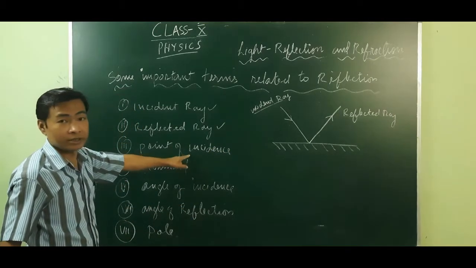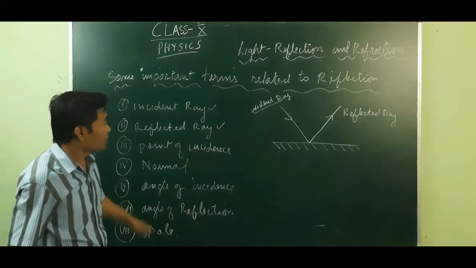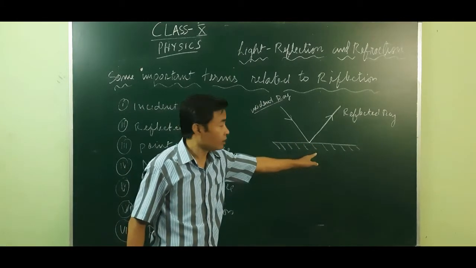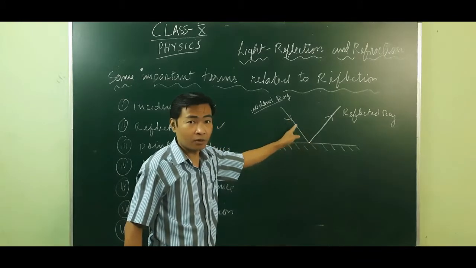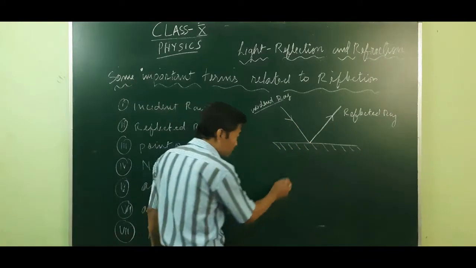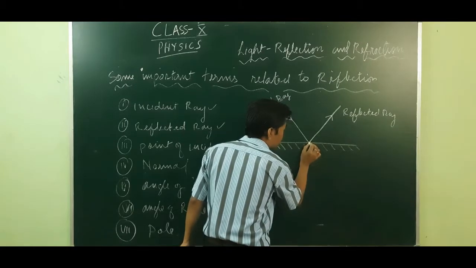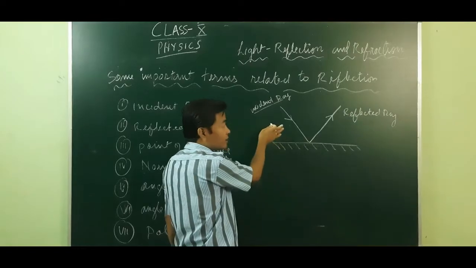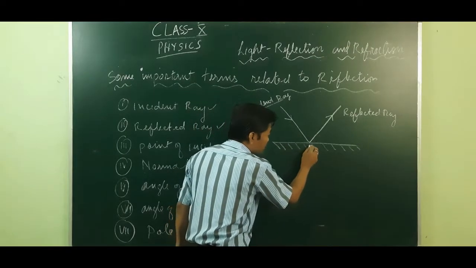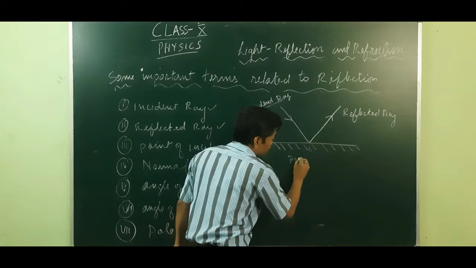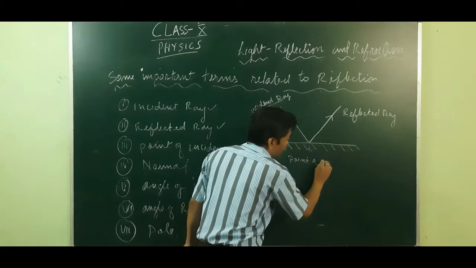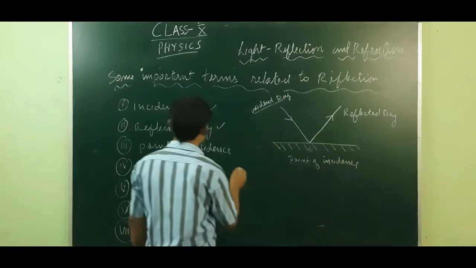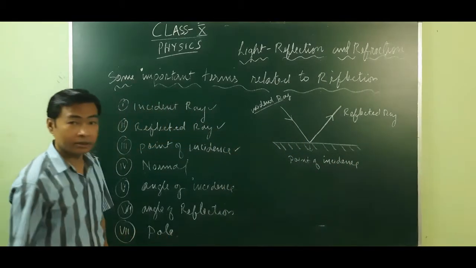The point of incidence. What is the point of incidence? The point on the reflecting surface at which this incident ray falls is known as the point of incidence. So this particular point on the reflecting surface where the incident ray comes and falls is known as the point of incidence. This is our third term related to reflection.